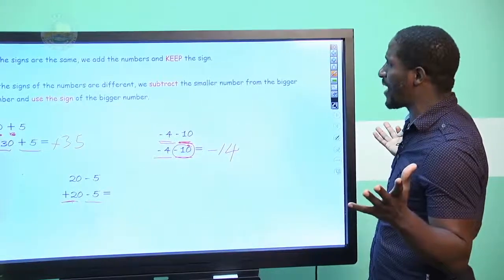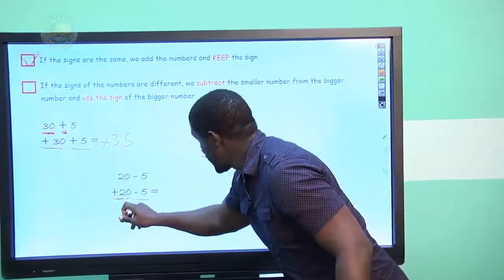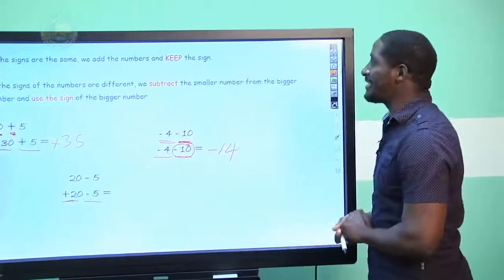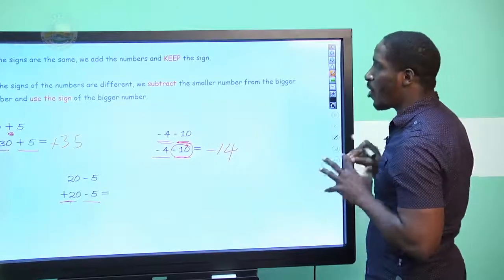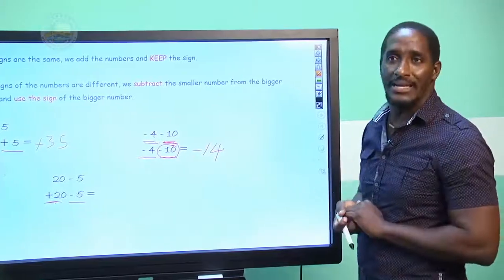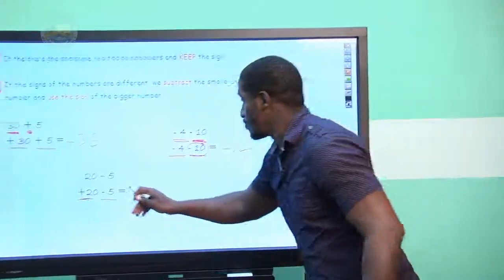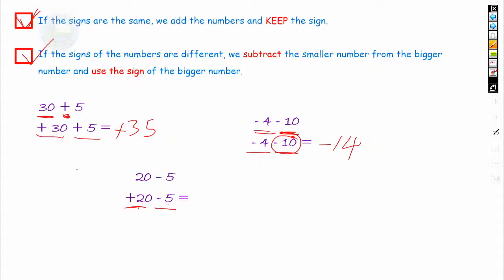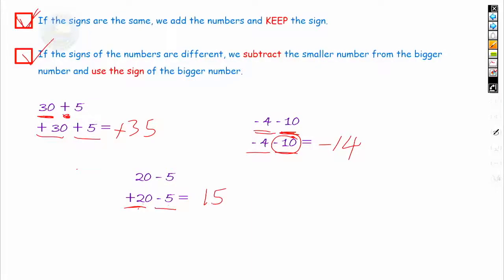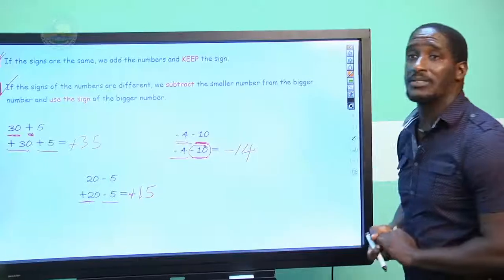Which of these rules apply? The signs are different, so this rule applies. If the signs are different, we subtract the smaller number from the bigger number and use the sign of the bigger number. So positive 20, negative 5. Subtract the numbers. That is going to give me 15. And we use the sign of the bigger number. What's the sign on the bigger number? It's positive. So it's positive 15.